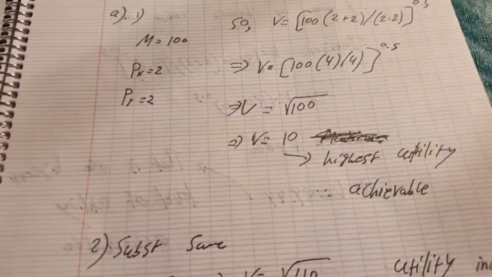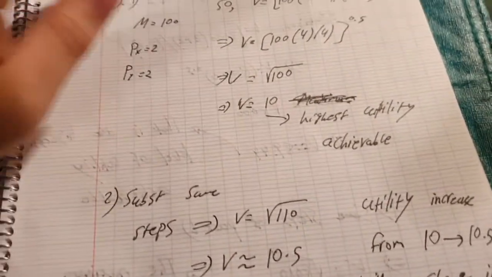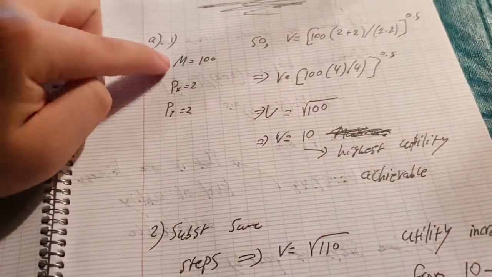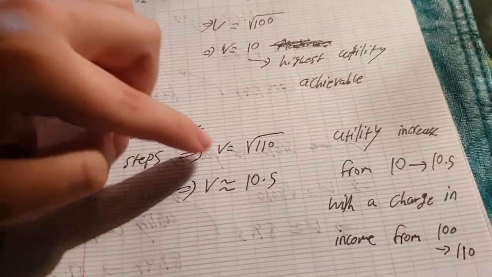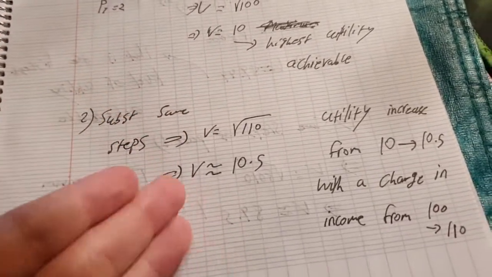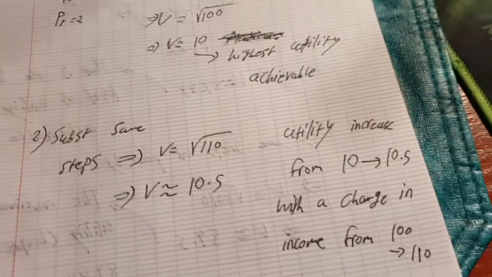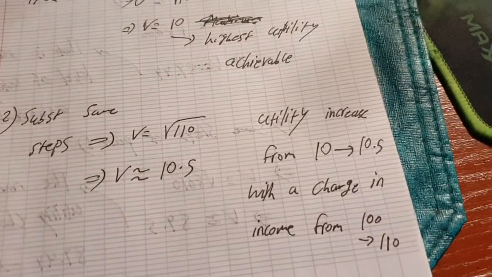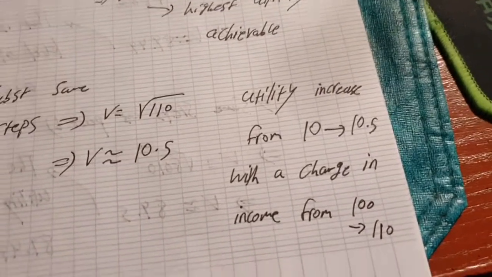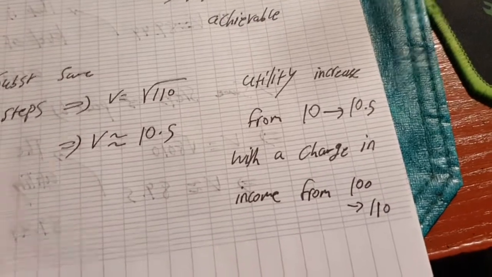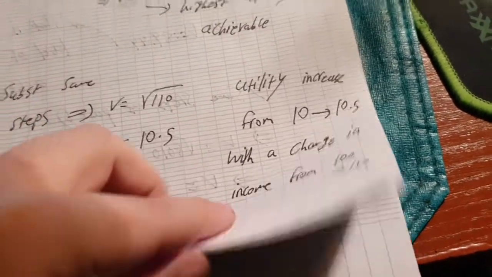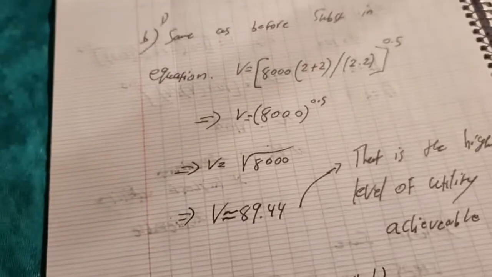The second part of the question asks what happens when we change the income from 100 to 110. The utility comes out as 10.5. So there's a utility increase from 10 to 10.5 with a change in income from 100 to 110.